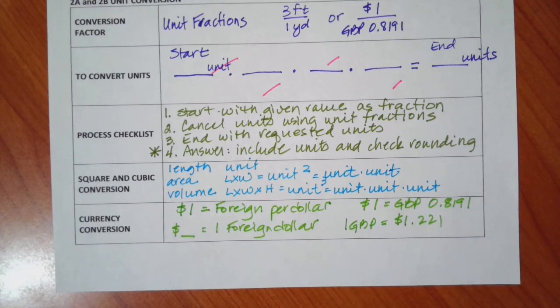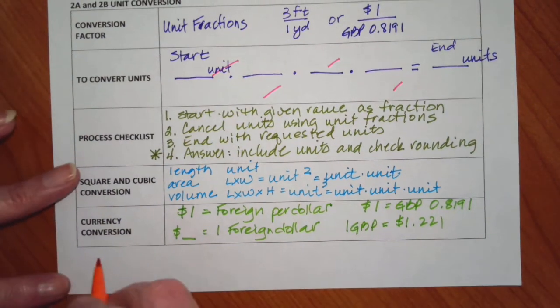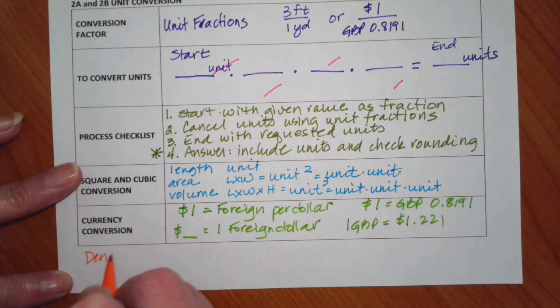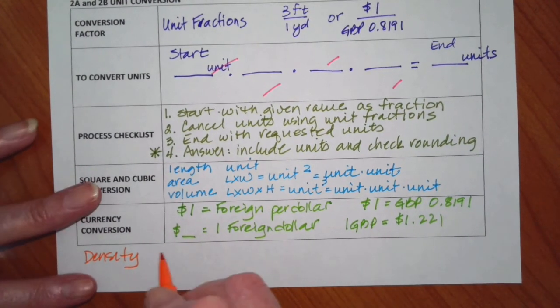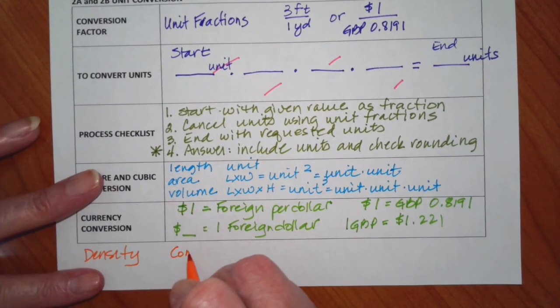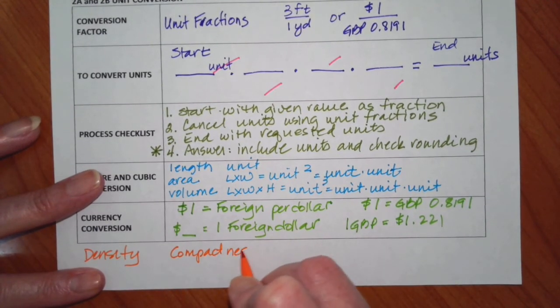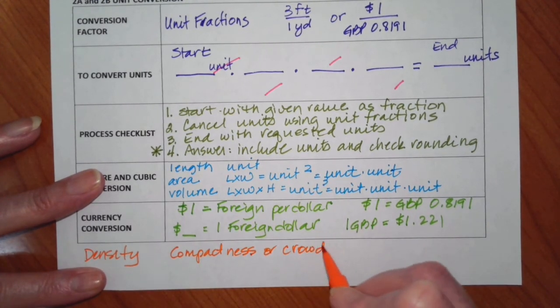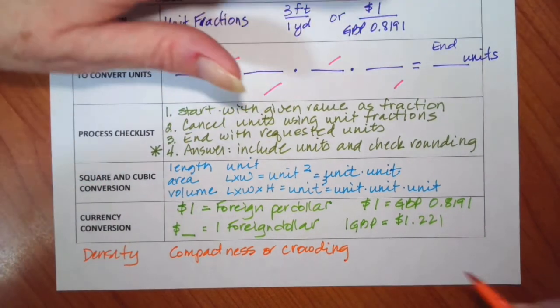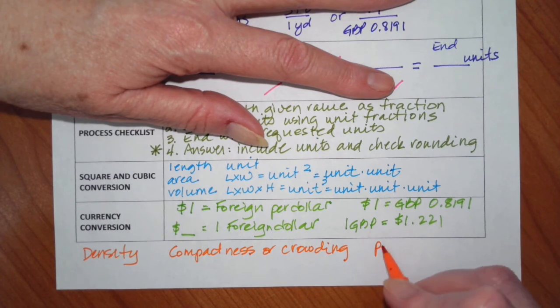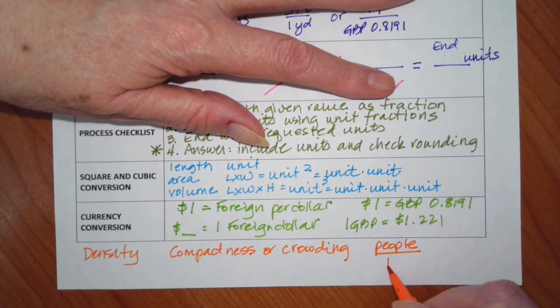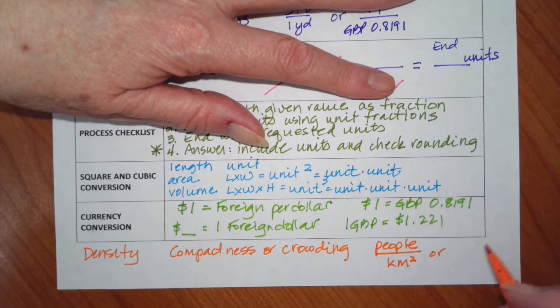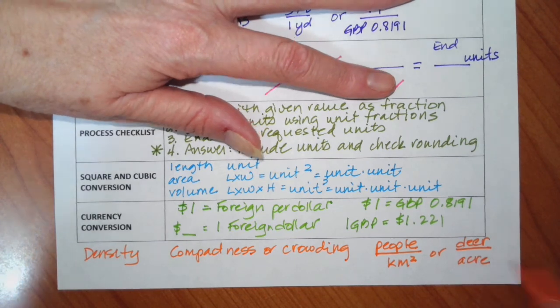And I forgot to put this on here, but I do want us to talk about it. The last thing I want us to talk about is density. And again, I forgot to put it on here. Sorry about that. And density is just dealing with compactness or crowding. Okay, so for the example that we did, it would be people per square kilometer or deer per acre or whatever it is.